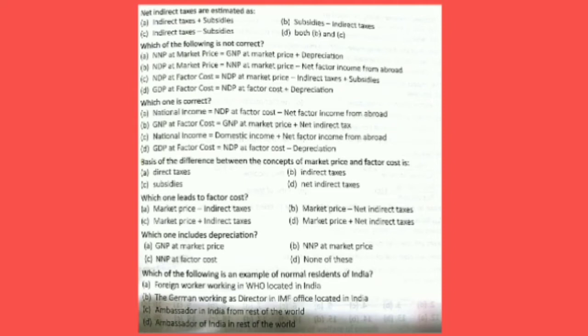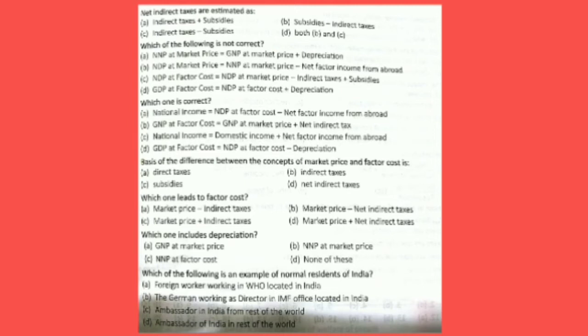Then next question: what is the basis of difference between the concepts of market price and factor cost? Option A direct tax, option B indirect tax, option C subsidy, option D net indirect tax. So option D is the right answer, net indirect tax. Suppose the question gives the difference between MP and FC and the options are only direct tax and indirect tax, then you need to write indirect tax as the answer. If indirect tax, subsidy and NIT are given, then NIT will be the right answer.